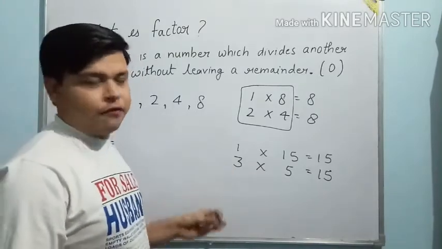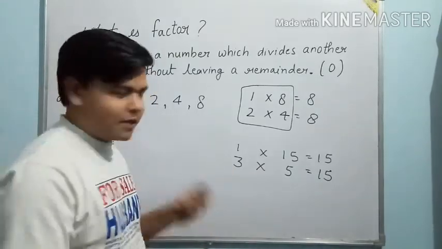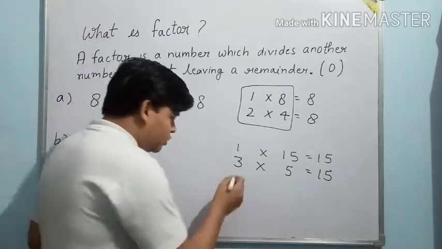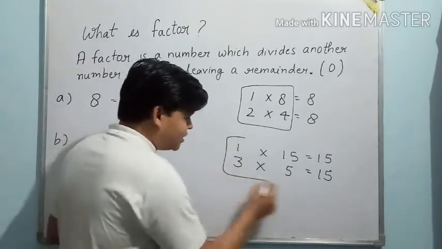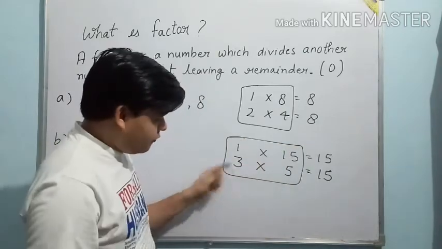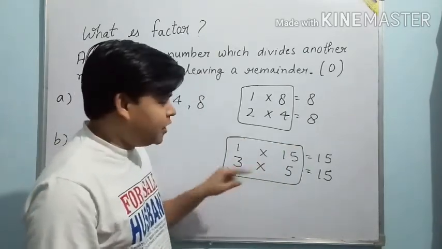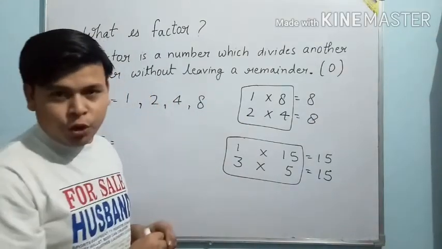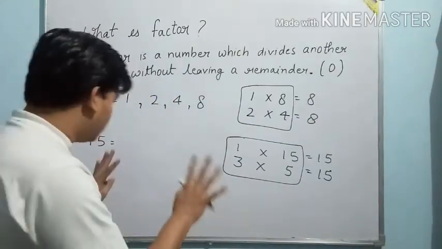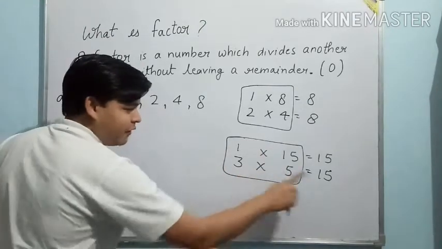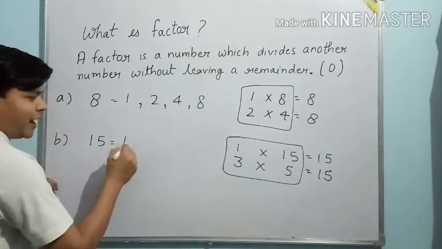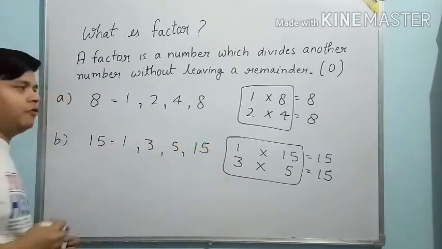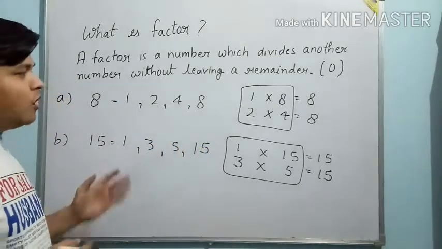After 3, the next number is 4. But as we know, 15 will not come in the table of 4, so skip this number once again and move to the next number, that means 5. But once again, as you can see, 5 is already done in this portion. So we will stop here, as I told you that no number should repeat. So these are the factors of 15. You can write 1, 3, 5, 15. I hope you all have understood.